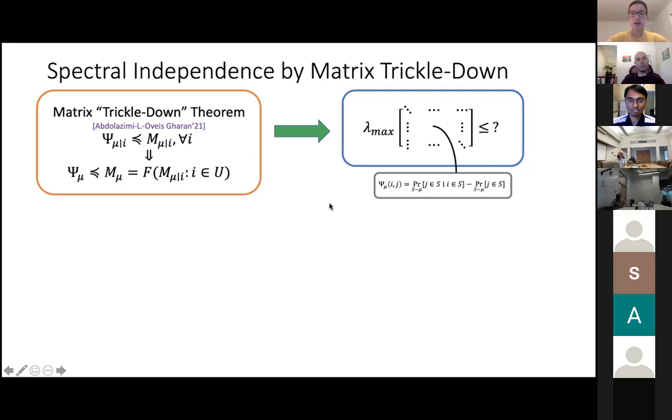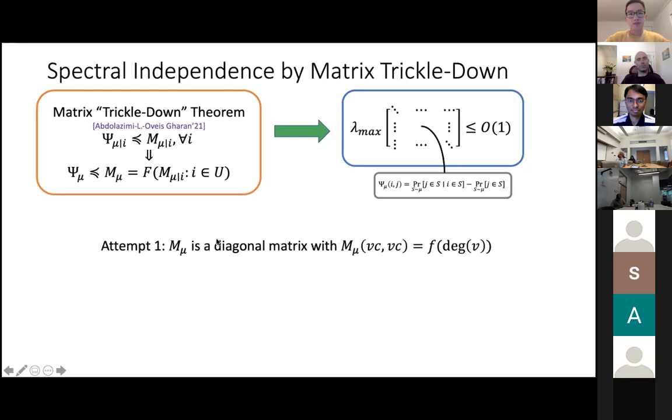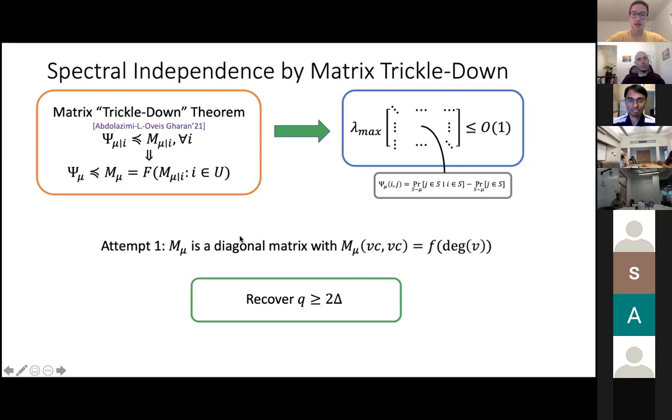Maybe I'll give you a couple of examples of what we've tried so far in the context of colorings. For instance, let M mu be a diagonal matrix, not the identity matrix, where the diagonal entries are some function of the degree of the vertices. You'll need to construct this function little f carefully, but it turns out you can. And using such diagonal matrices, you can recover, for instance, the very classic 2 times the maximum degree bound.